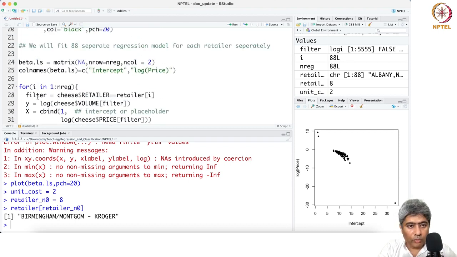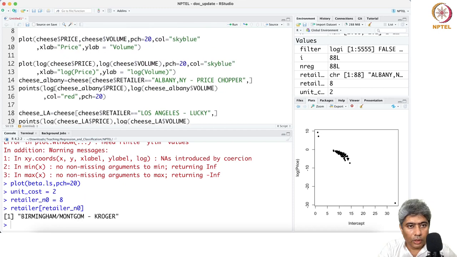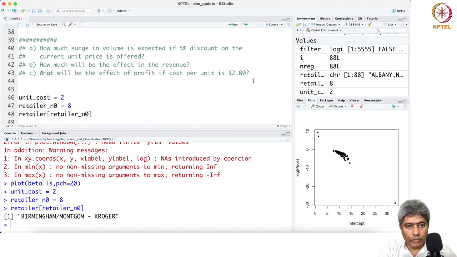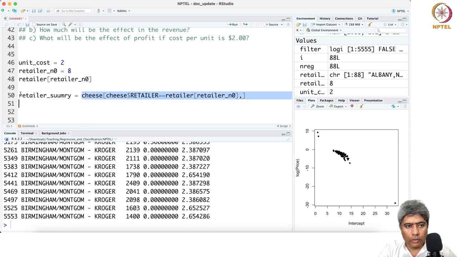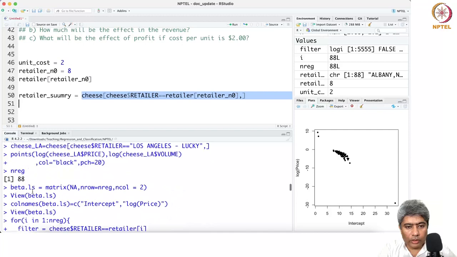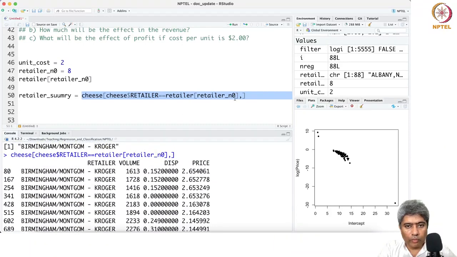So the first thing I'm going to do is take this retailer with this retailer number, and in that I'm particularly interested in columns 2 to 4: volume, display and price.